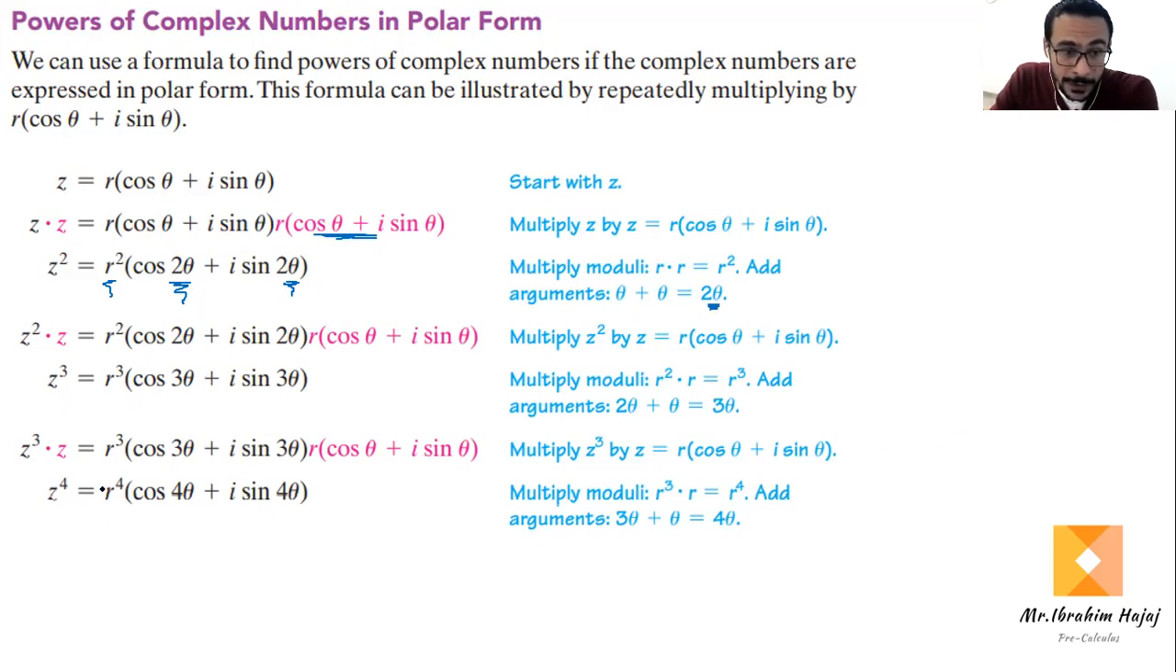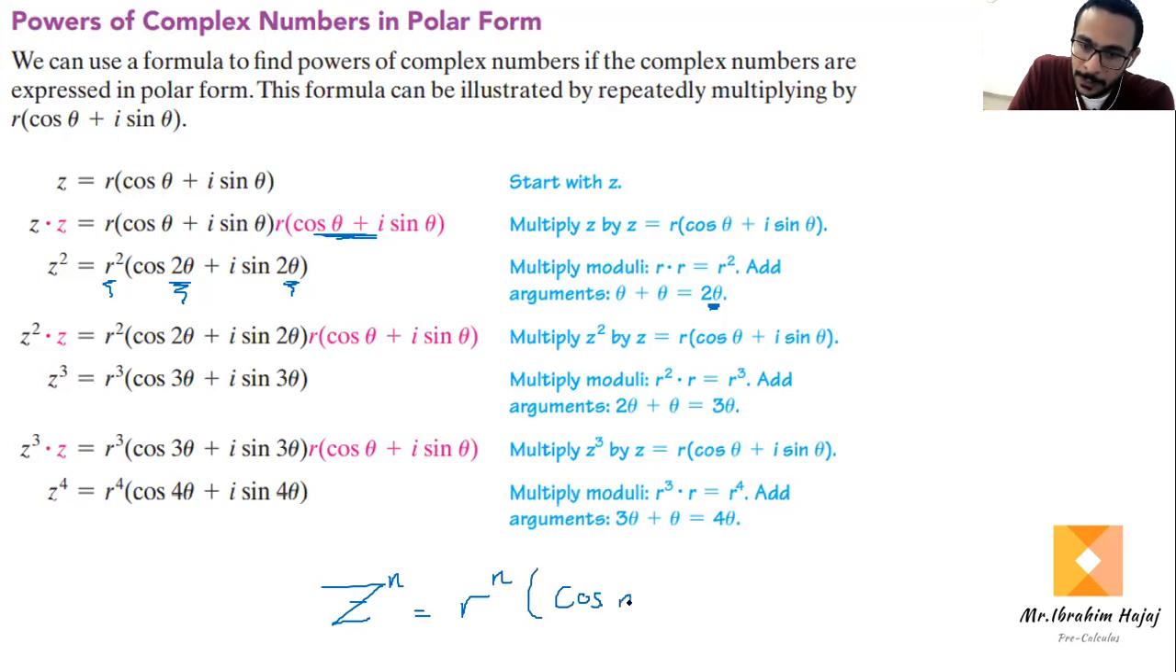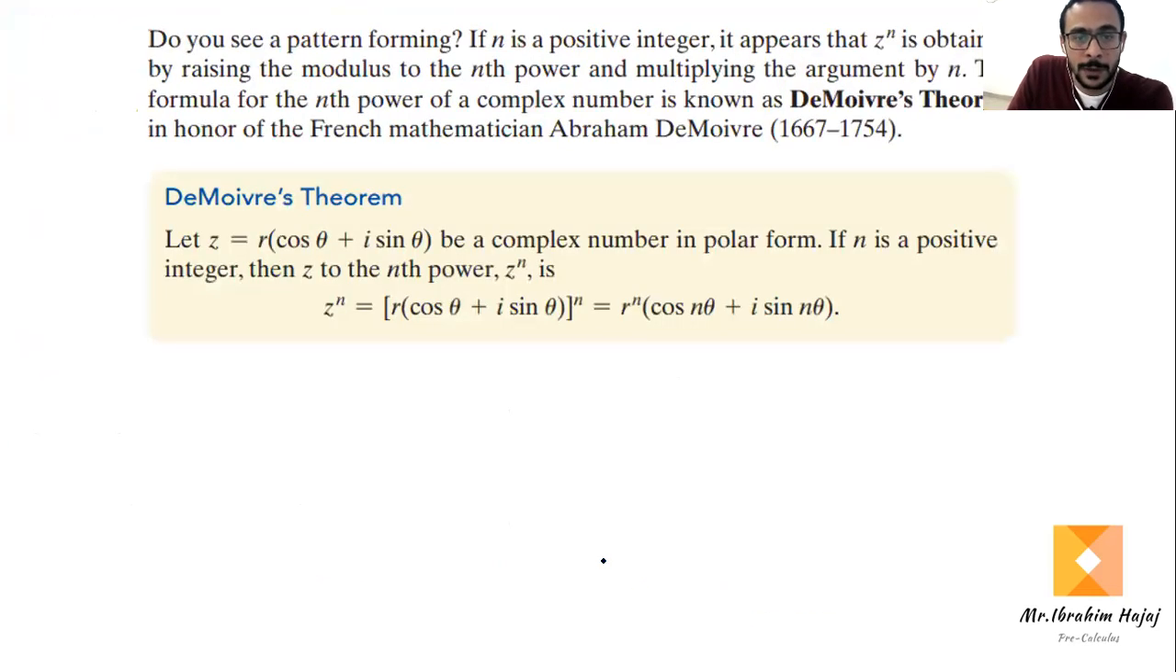z to the power of 4 is r to the power of 4 cosine 4 theta. Now what's the pattern here? z to the power of n is equal to r to the power of n times cosine n theta plus i sine n theta. That's it. It's written here: z to the power of n is r times cosine theta plus i sine theta, all to the power of n.